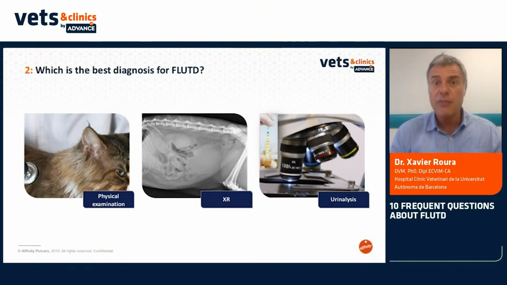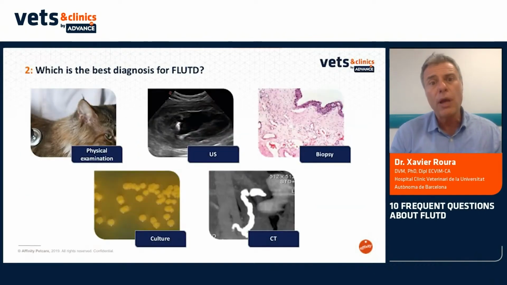If the cat is young, probably this is the best approach, because the most frequent cause of this clinical sign in cats younger than 10 years old is feline idiopathic cystitis. If the cat is a young cat but comes back a second time, or is an old cat, a cat of 10 years old or more, we need to do additional diagnostic tests in order to decide which kind of disease this cat has.